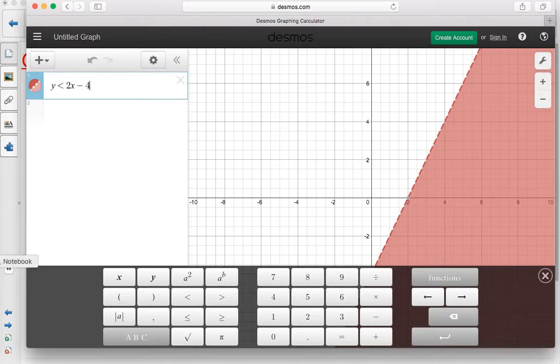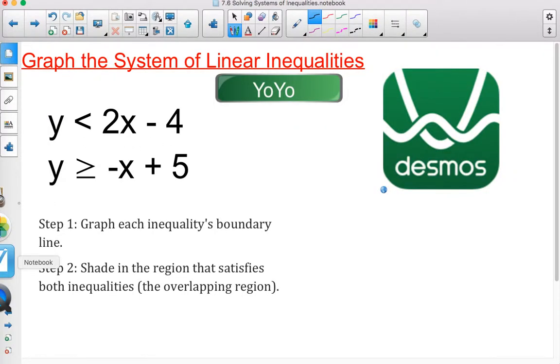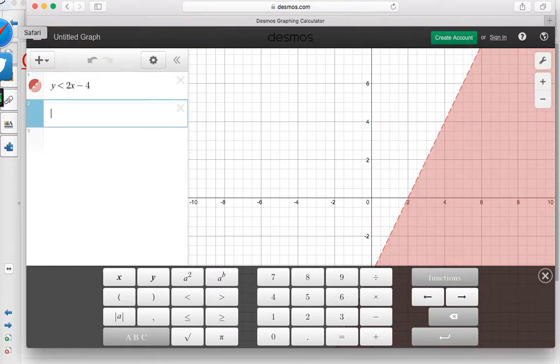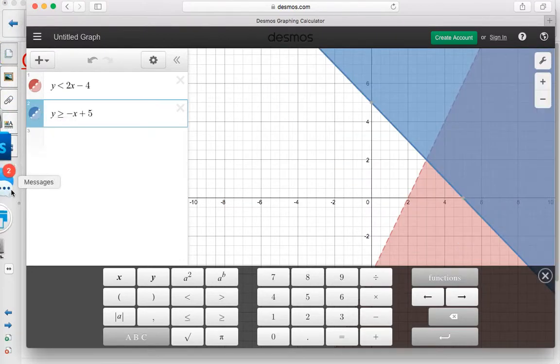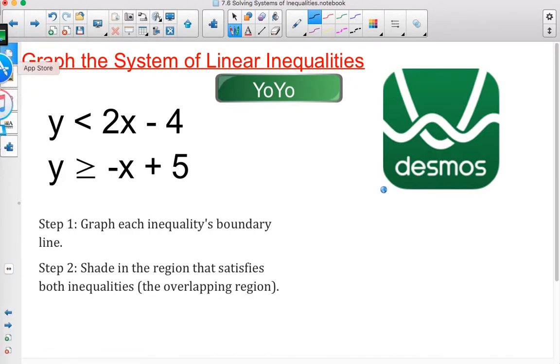Now I'm going to go back. What was my other one? My other one was y is greater than or equal to negative x plus 5. Y is greater than, and then I can type an equal to, and it knows, negative x plus 5. Is that right? Negative x plus 5 it is.